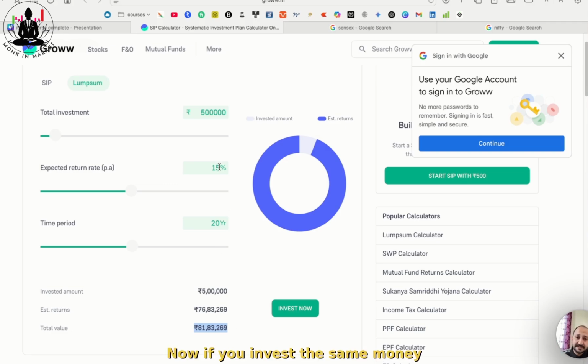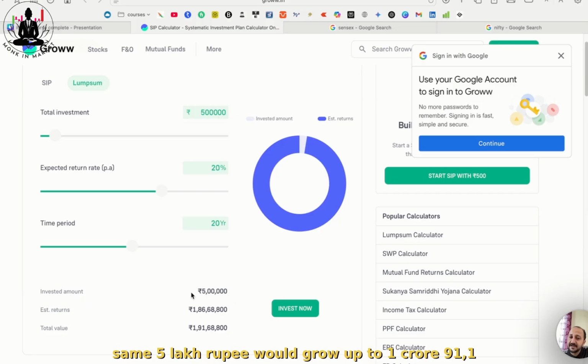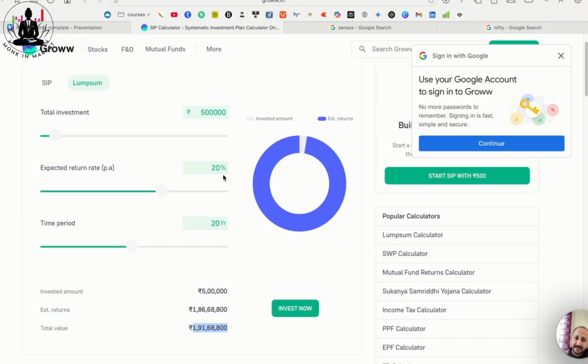Now if you invest the same money in the stock market, maybe at the rate of 20%, then the same 5 lakh rupees would grow up to 1 crore 91 lakhs. Just imagine, we started from a 2% bank savings account, which was just giving us 7 lakh rupees, and the same 5 lakh for the same number of years, at a bit higher interest rate, can give us around 2 crore rupees. Guys, I hope you got your answer.